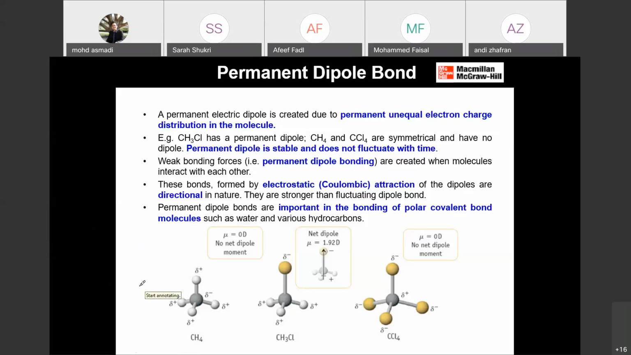For example, this one CH4 has no dipole moment, because this one is positive, positive, positive, positive, so your arrow is toward this direction. There is no dipole moment. But in the case of CHCl3, if you look at here, this one is carbon, so your arrow is toward this direction.